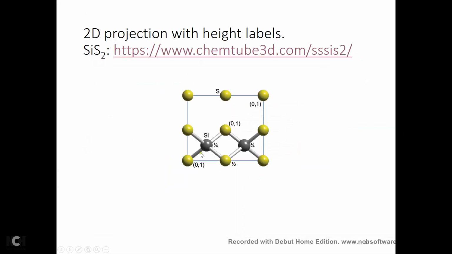All right, get back to this. Again, I encourage you to use this website, CrystalViewer 3D, to look at the three-dimensional structure of this 2D projection.